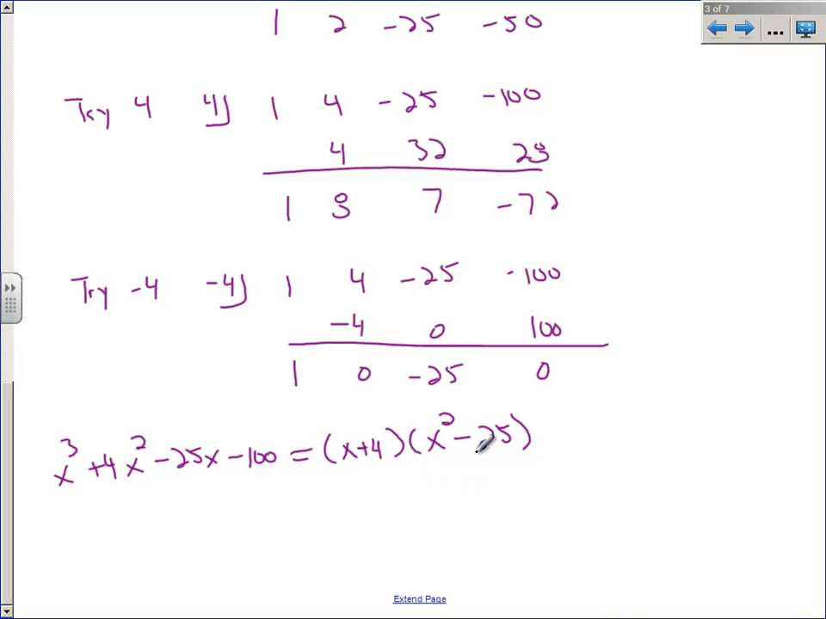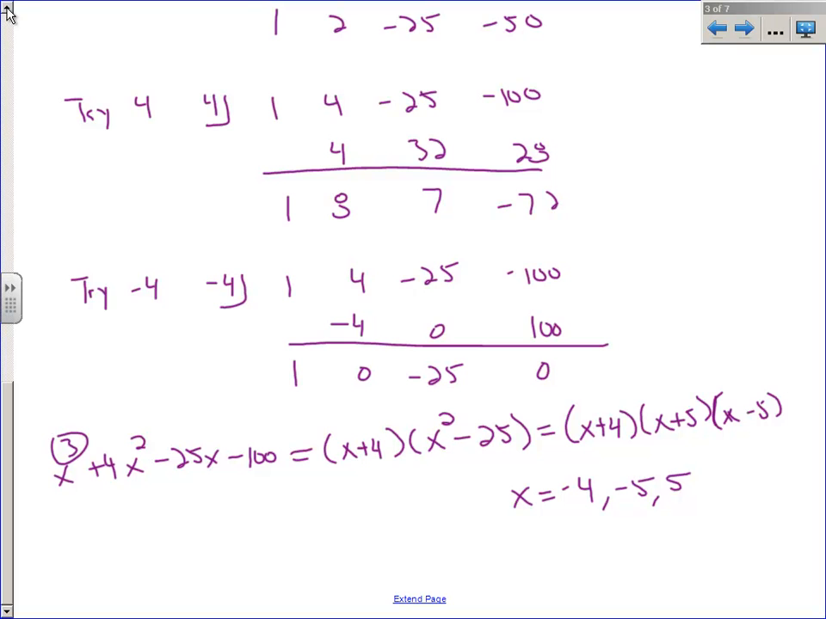Which means that we can now look at what we have left over and see if we can factor that some more. And we've got x plus 4 times x plus 5 times x minus 5. So I have factored all the way down into linear factors. This x cubed has 1, 2, 3 factors, which means it has 3 roots: negative 4, negative 5, and 5.